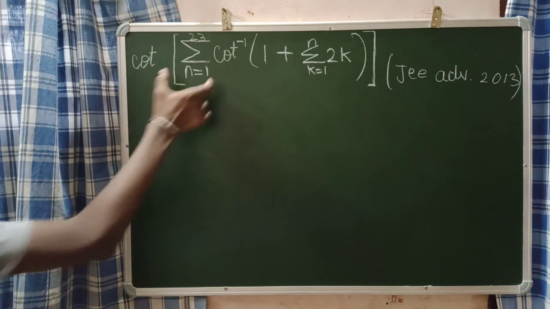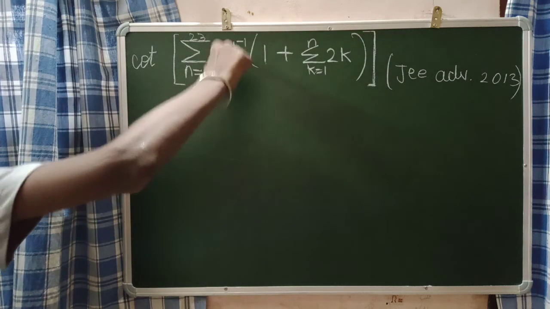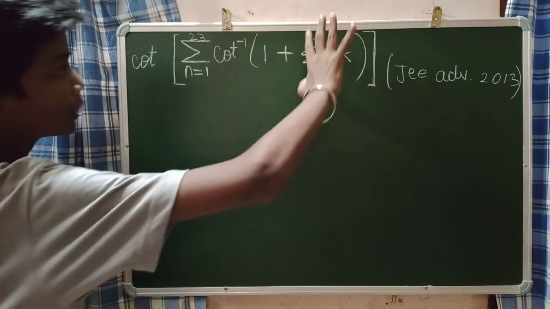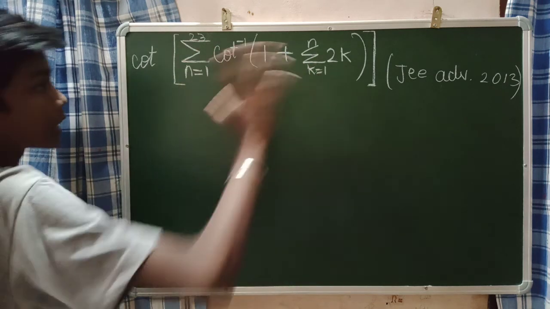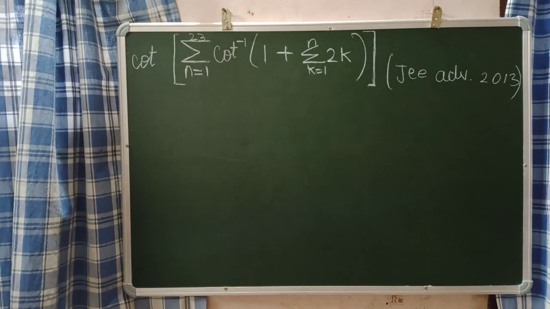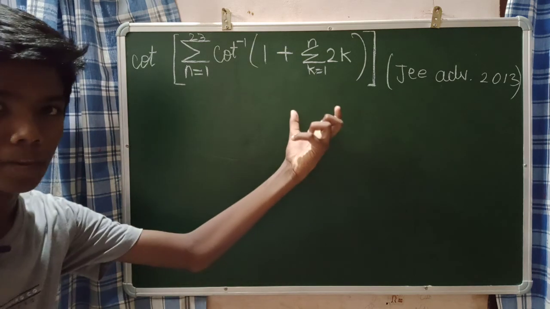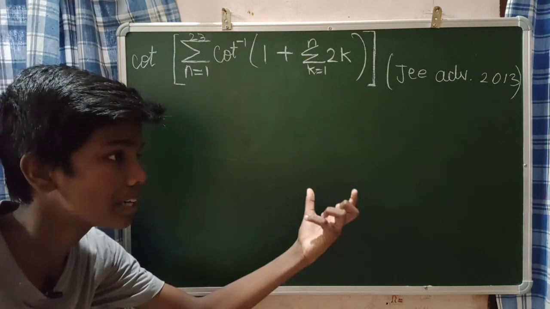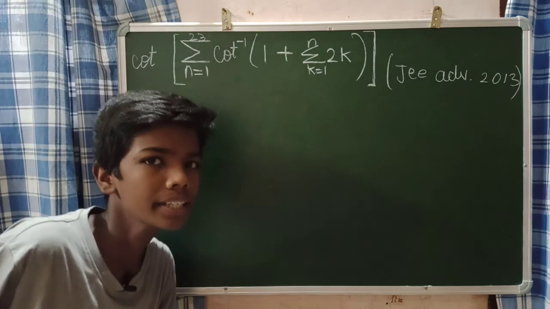And guys, this sigma notation is for this whole expression, that means cot inverse of 1 plus summation of 2k from k equal to 1 to n. So, how I'm going to solve this question is, first I'm going to expand this summation and find the value of this. How will I expand this summation?